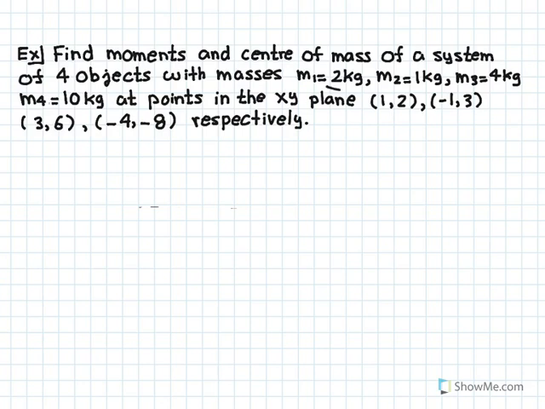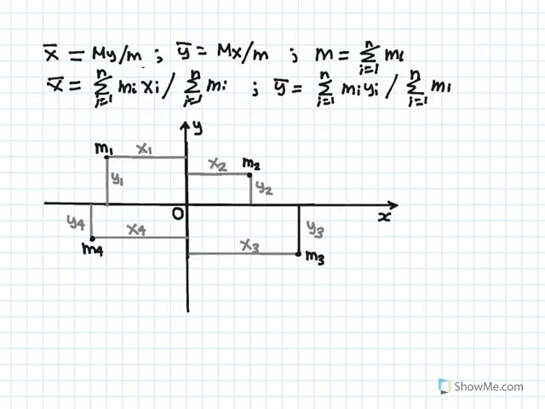All right, so now let's find the moments and center of mass of four objects with masses m1 equals 2 kilograms, m2 equals 1 kilogram, m3 equals 4 kilograms, m4 equals 10 kilograms, at points in the xy plane: (1, 2), (-1, 3), (3, 6), (-4, -8). So those are just the positions in the xy plane, just like the diagram we had here. So we've got four masses at different points in the xy plane, and we would like to find the center of mass of this system of four masses.